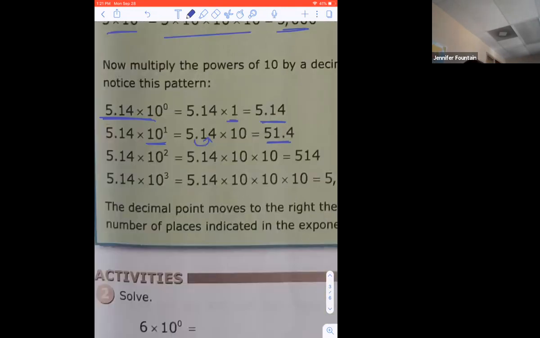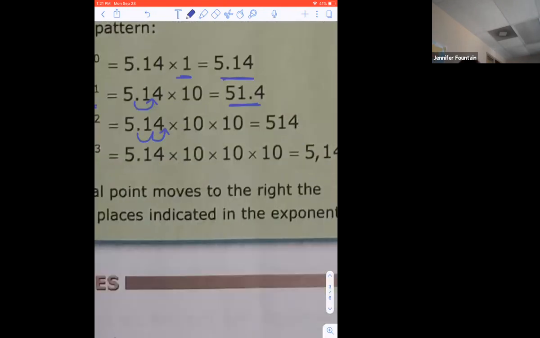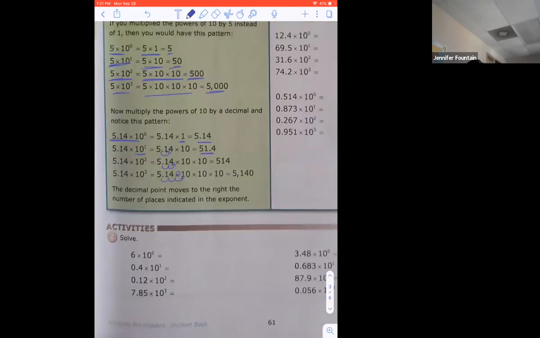Multiplying by 10 squared, or 10 times 10, means I move my decimal 2 places to the right. So 5.14 becomes 514. 5.14 times 10 cubed means I move my decimal 3 places to the right. So I have to put in that filler 0. So I end up with 5,140. Okay? So by multiplying a whole number or a decimal by powers of 10, that exponent tells me how many places to the right I move that decimal.